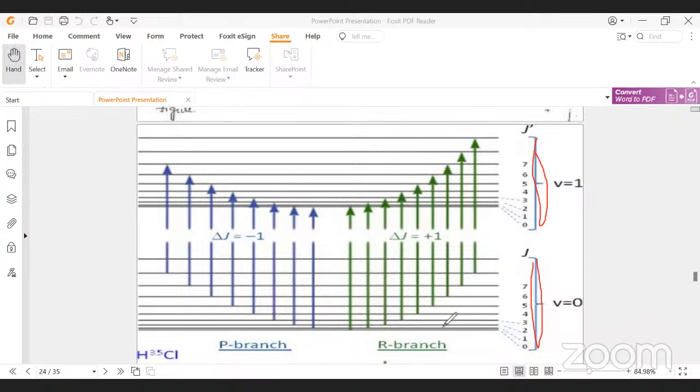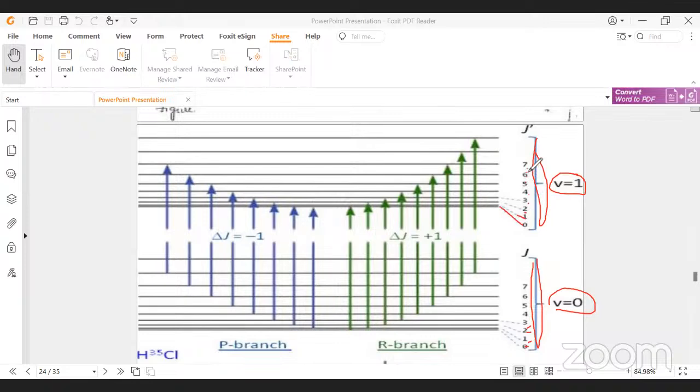Where V equals 0, we have a large number of rotational energy levels, that is J equals 0, J equals 1, J equals 2, and so on. Look here, when V equals 1, this is the first excited vibrational energy level. Each vibrational level has many rotational energy levels: J equals 0, J equals 1, J equals 2, and so on.